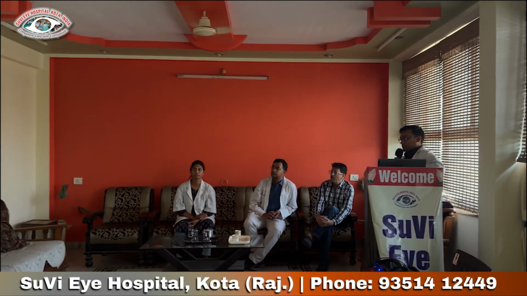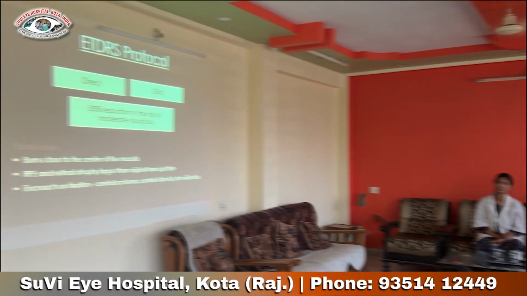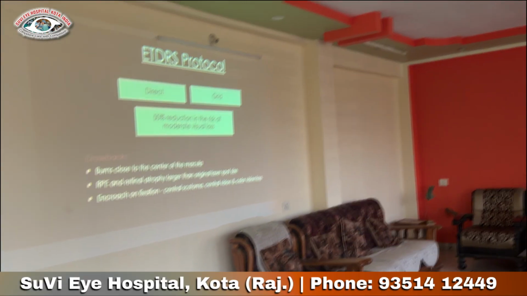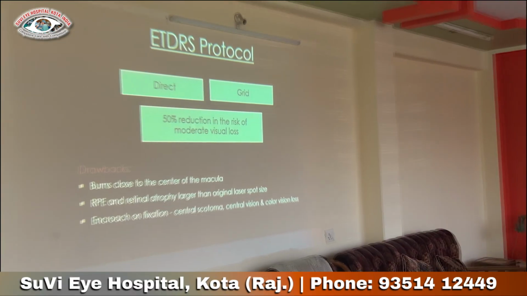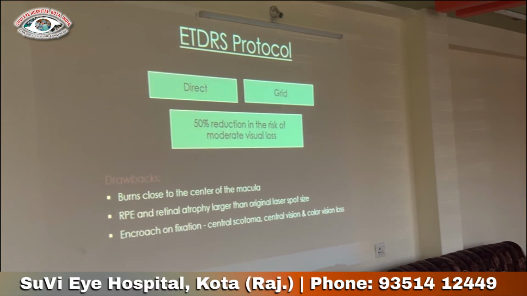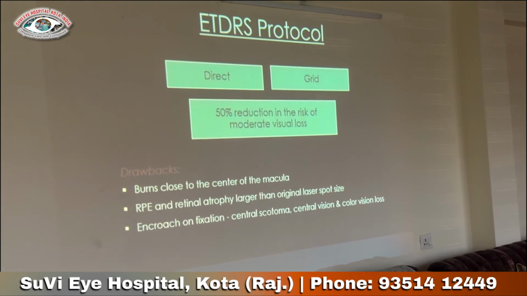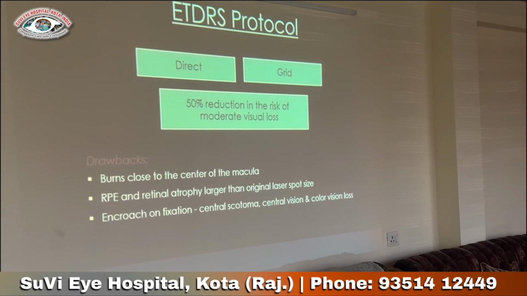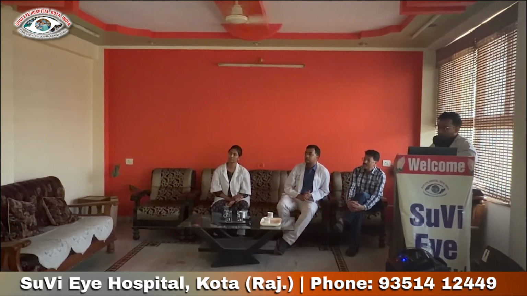Focal laser gives a 50% reduction in the risk of moderate visual loss. What are the drawbacks of it? If the burns are very close to the center of the macula, there will be scotoma, RPE and retinal atrophy, sometimes larger than the laser spot size, and encroachment on fixation, so the central vision is affected, and color vision is also affected sometimes.